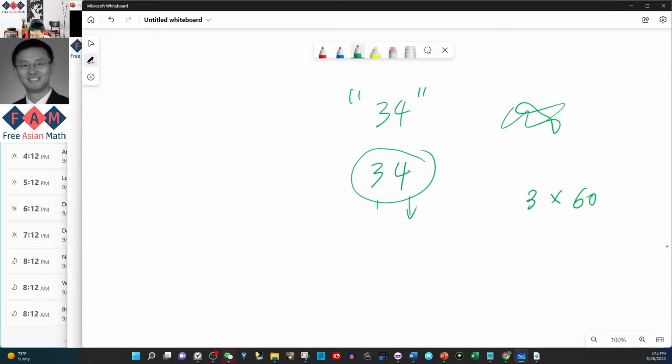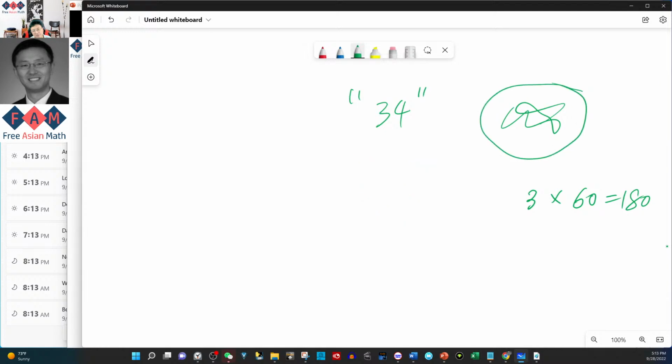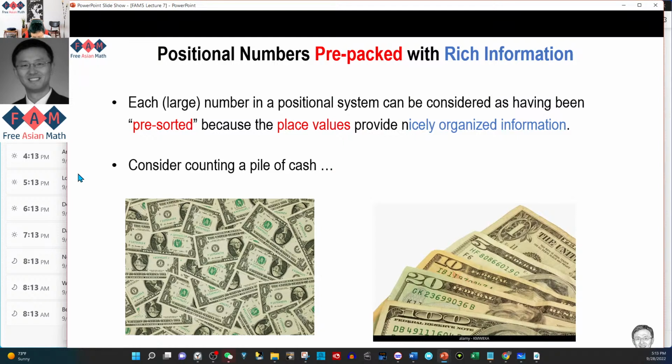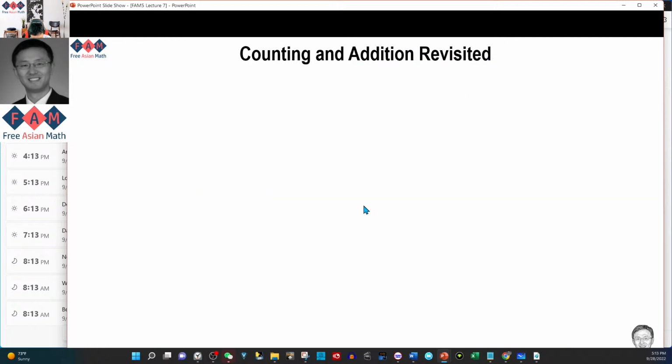3 represents 3 times 60. Okay, that's 180. But for a number like just 34, with such a symbol, it's a true decimal 34 because it's smaller than 60. It has no such organized information. It's just a hard-coded symbol. So that's the difference between a hard-coded symbol and a positional number, which has pre-packed information. And you will see this is important.